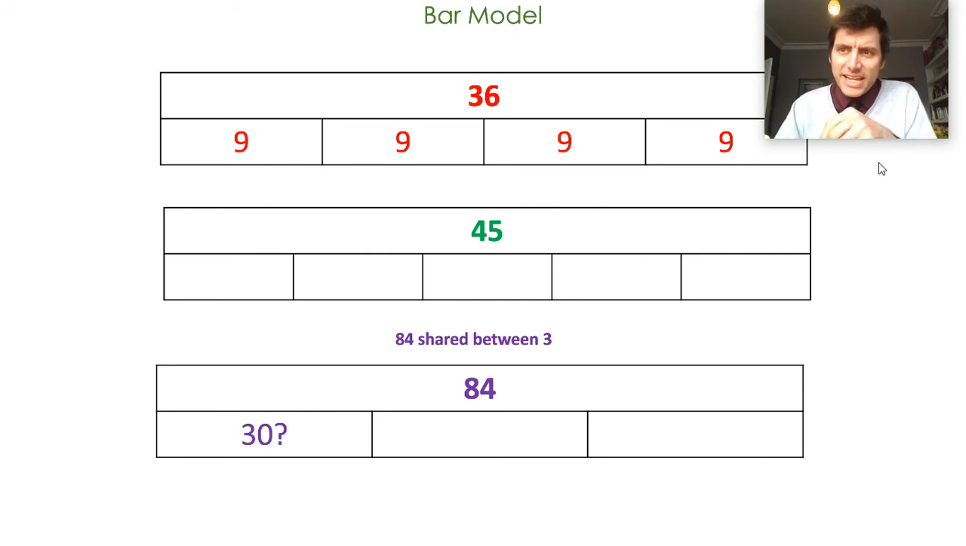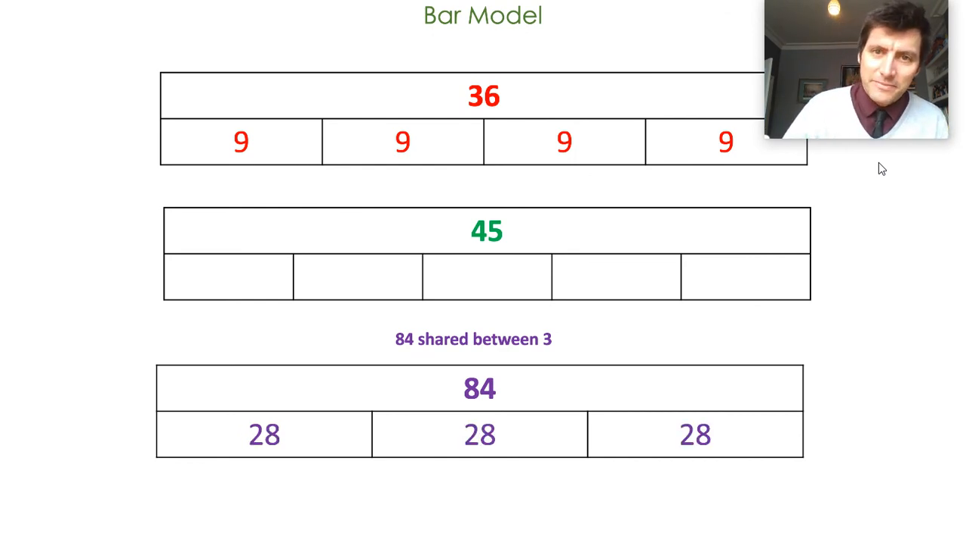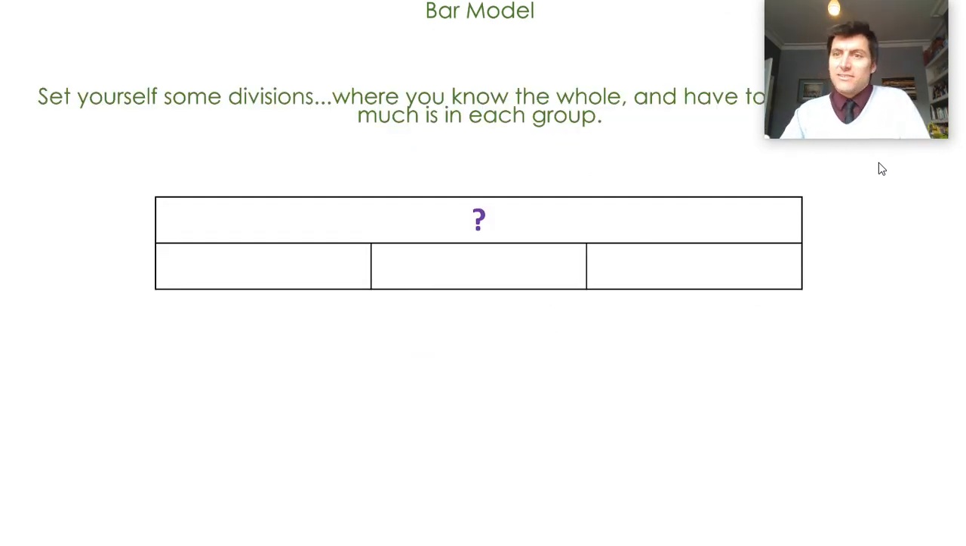Now, my product, 84, ends in a 4. What multiplied by 3 makes a product ending in 4? 3 times 4 is 12. 3 times 5 is 15. 3 times 6 is 18. 3 times 7 is 21. 3 times 8 is 24. So it might be 28. It is, because 60 plus 24 is 84. So it's 28.